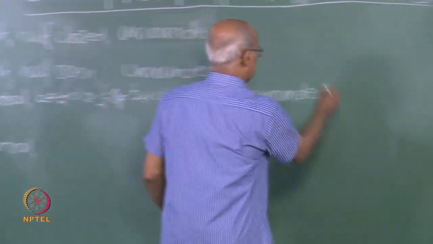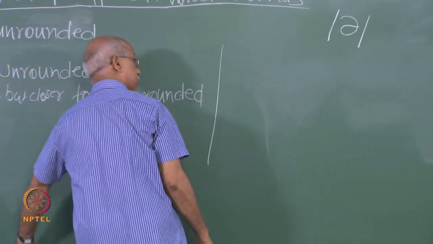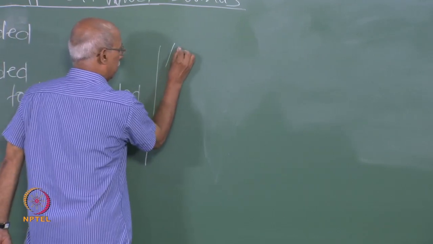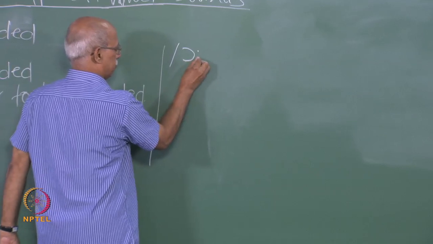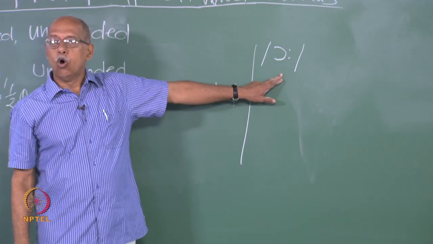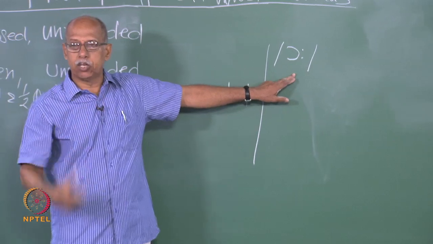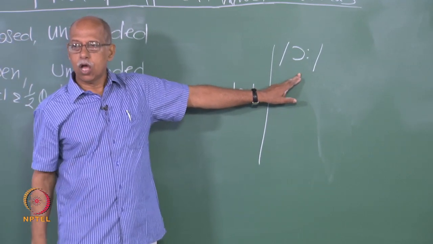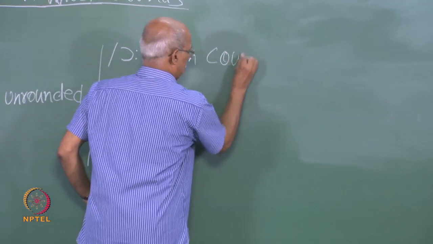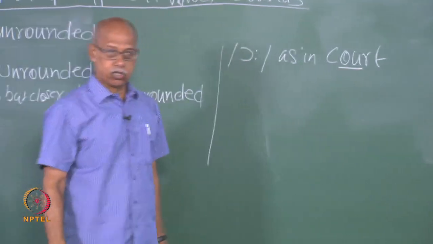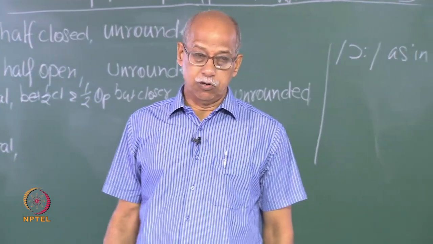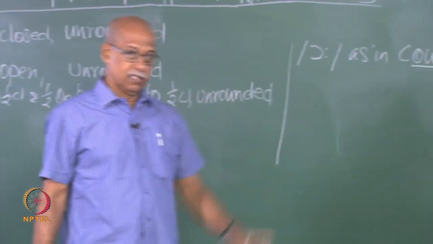Please describe it. So we are talking about the symbol inverted. What is this sound? What sound is indicated by this symbol? Round your lips and make it long, but not narrow rounding, broad round. As in court, as in fort, as in many other words, fourth, okay, many other words, right?